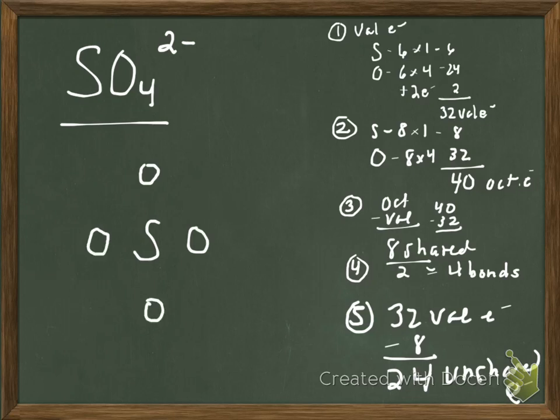How many bonds do we have? 4, really. 1, 2, 3, 4. Well, that was nice. I kind of like that. How many unshared pairs? 12. Does sulfur have any room for unshared pairs? Guess where they're all going? Out on the oxygens. 3 on each.